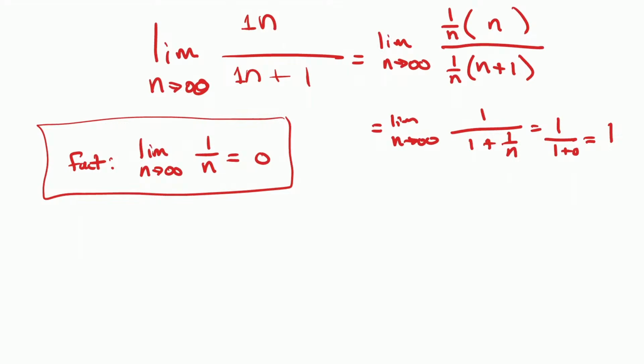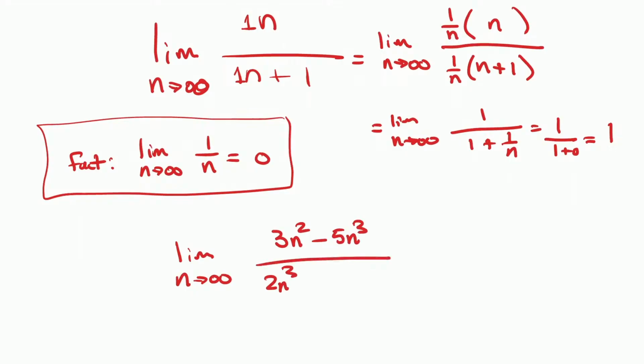So here, just to do one more, and then we'll go back to PowerPoint. If you have something like this, 3n squared minus 5n cubed over 2n cubed plus 7, something like that, go ahead and jot down what you think the limit of that sequence is. And then I'll show you when we get there.